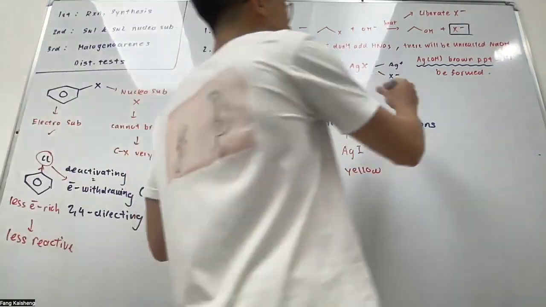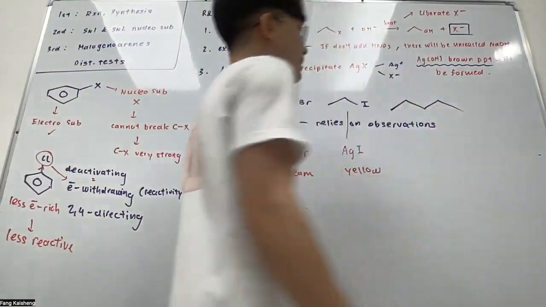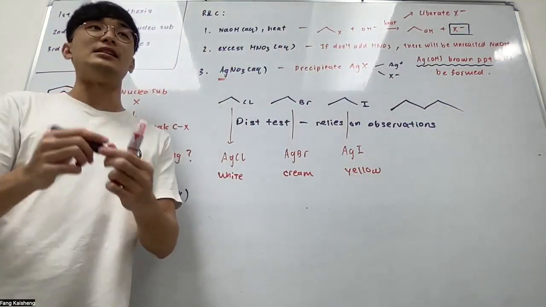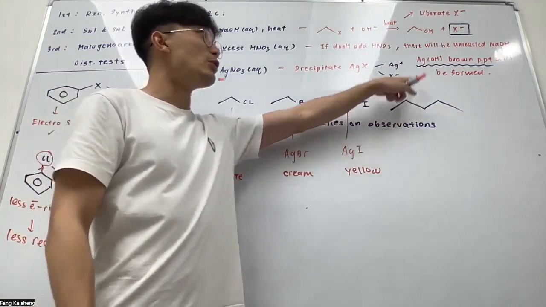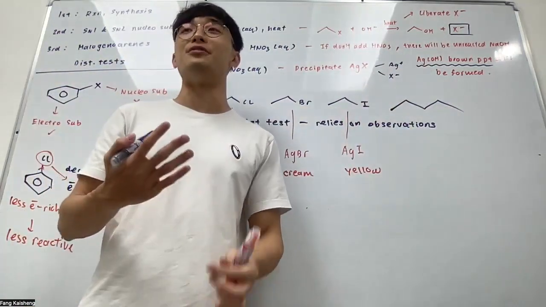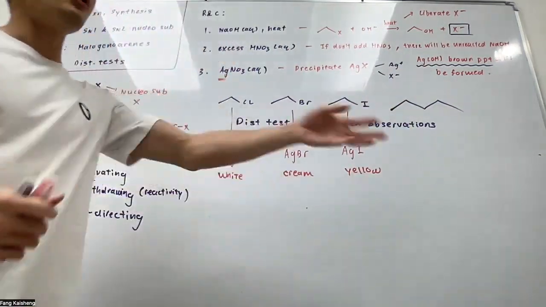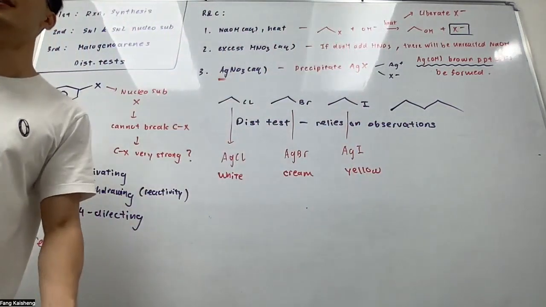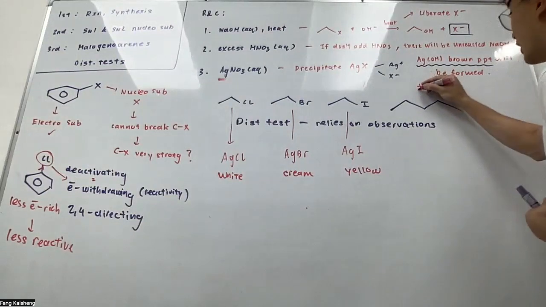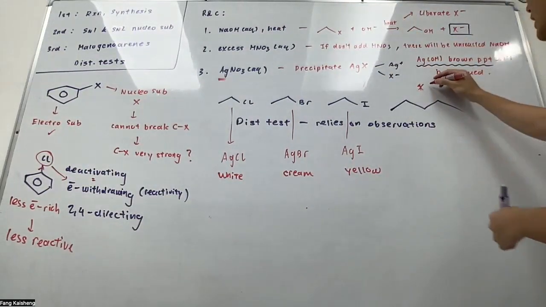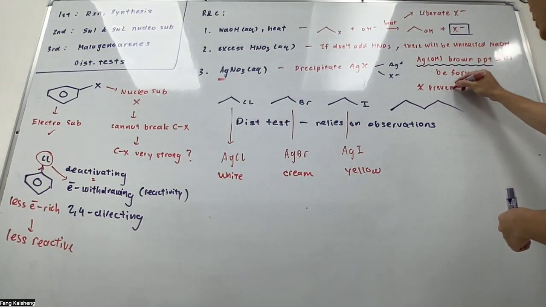But I could have just had a random molecule, for example this alkane. If I were to put this alkane inside, I will still get a brown precipitate. You would tell yourself that there's a halogen inside, agree? And that is not what we want. So I want you to write this down: the second step is to prevent a false positive test.